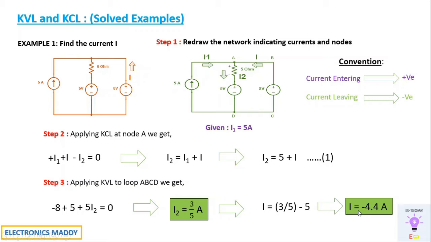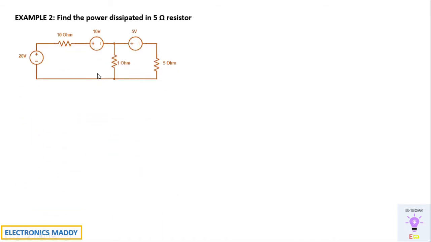However, we have found out the value of I as minus 4.4 amps using both KCL and KVL in this first problem. So let's go into our next problem. In this problem, they've asked us to find the power dissipated in the 5 ohm resistor. Looking at this, we only have two loops. If you look at this, this is one loop and this is one loop.